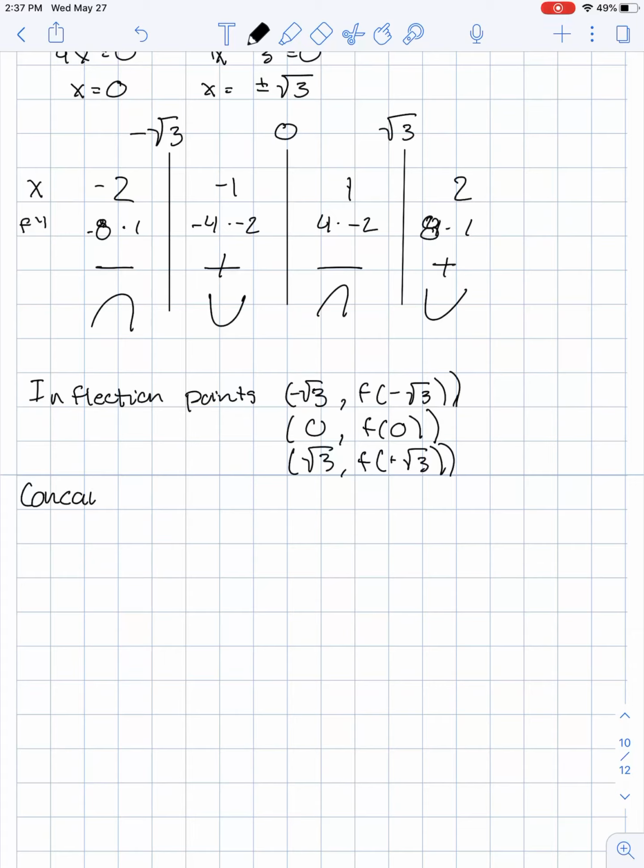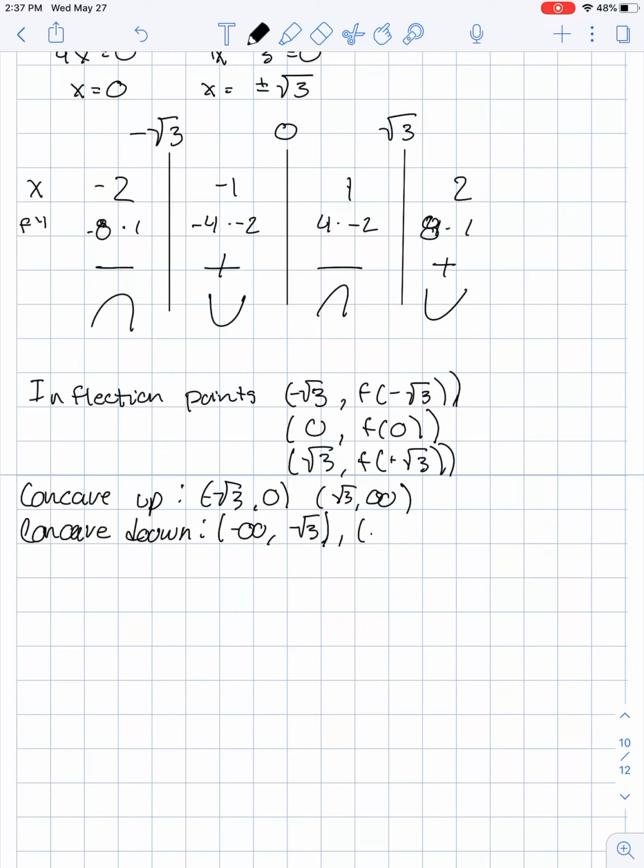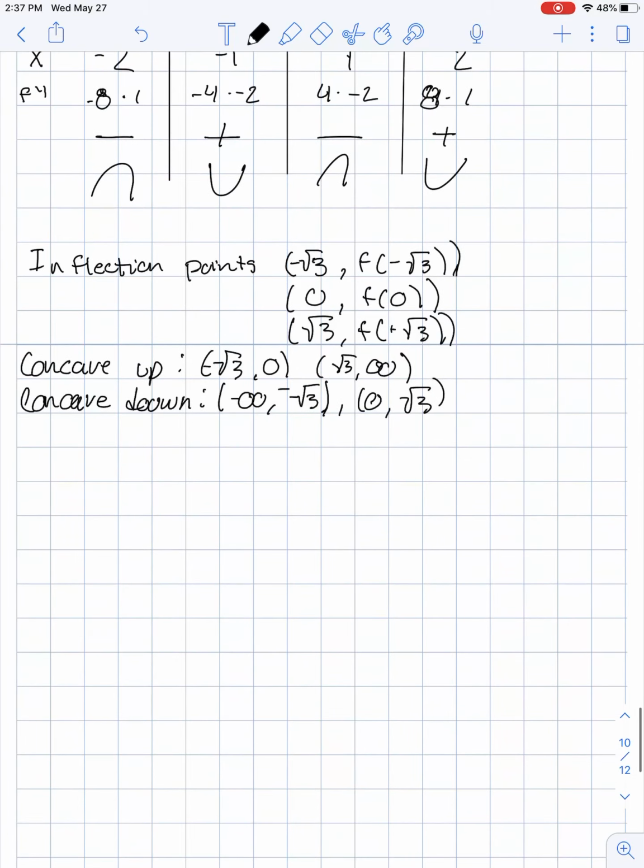And then we are concave up from negative square root of 3 to 0 and square root of 3 to infinity. Concave down, negative infinity to negative square root of 3, and 0 to square root of 3. That negative needs to be a little bit more prominent. There we go. Okay.